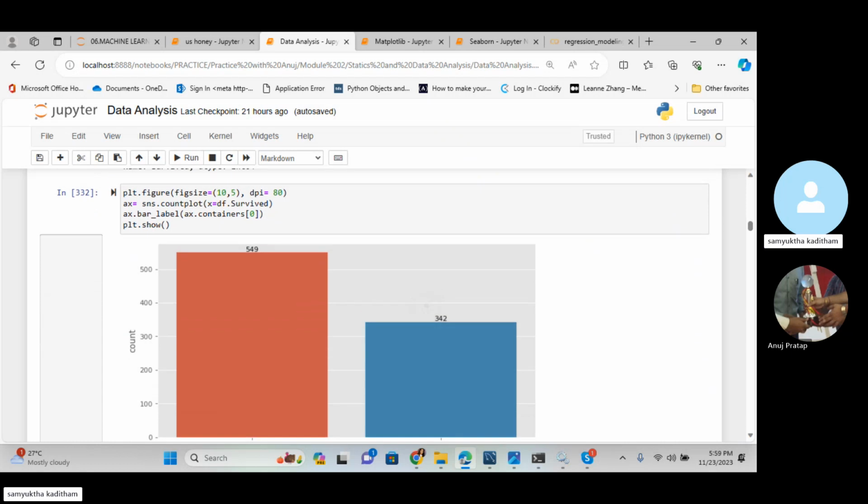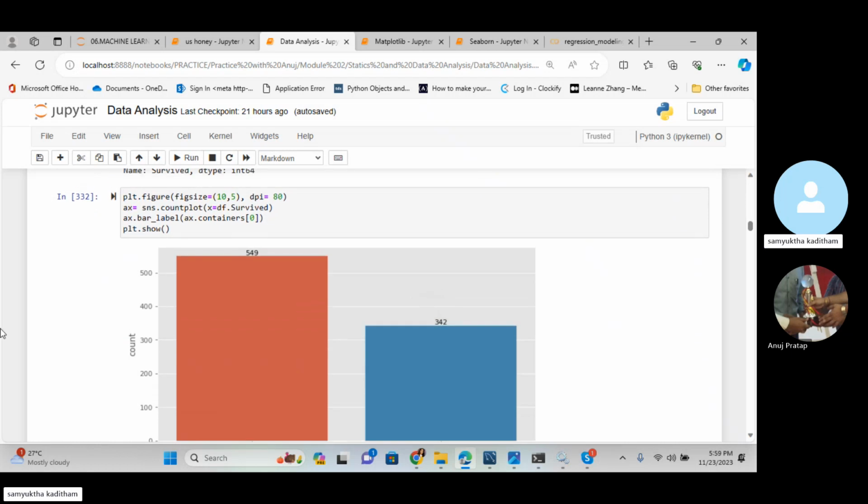It's the same thing we plotted here with the help of a bar plot, and I did something here actually. On the bar plot, the value is also showing. I had shown it somewhere earlier, so I just tried it here.